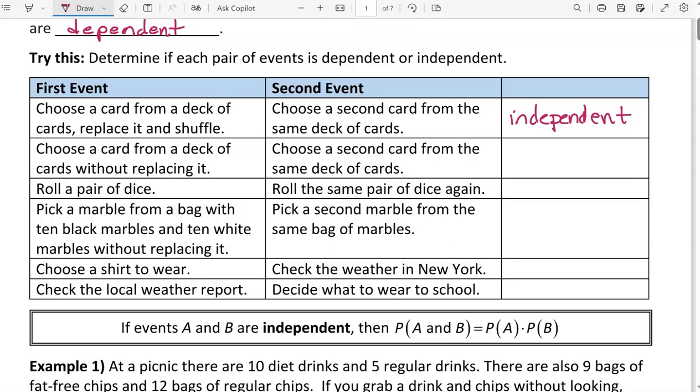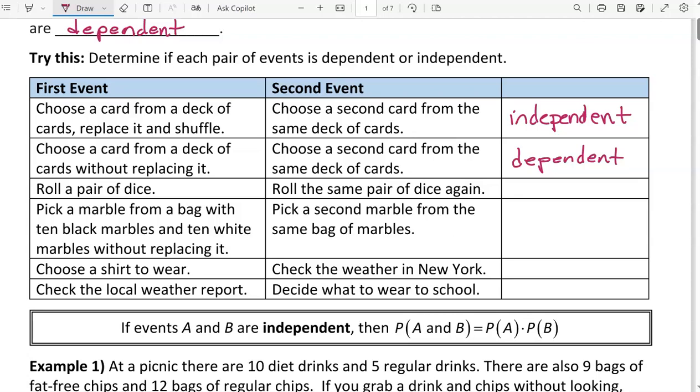However, our second scenario is choosing a card. So for instance, if I choose the Ace of Spades, and I don't replace it, then the second time I draw, the probability that I'm going to draw the Ace of Spades is actually 0, and the probability that I'm going to draw any other card is 1 over 51 rather than 1 over 52. So those are dependent events.